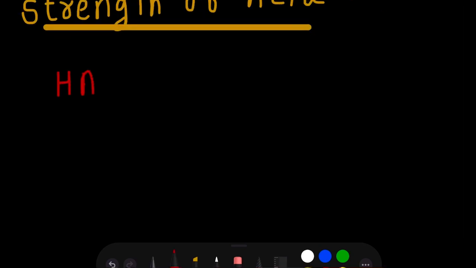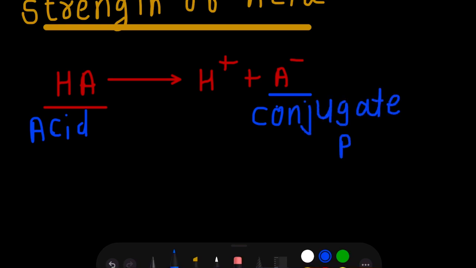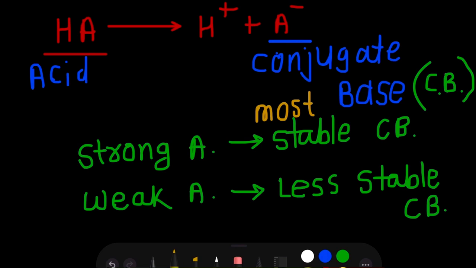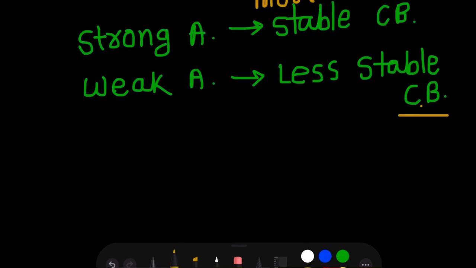How to decide the strength of an acid? See, here an acid is present. After deprotonation, it gives H plus and A minus. This is the acid. The anion is called the conjugate base of the acid. Strong acid gives the most stable conjugate base, and weak acid gives a less stable conjugate base. What is the meaning of most stable conjugate base and less stable conjugate base?